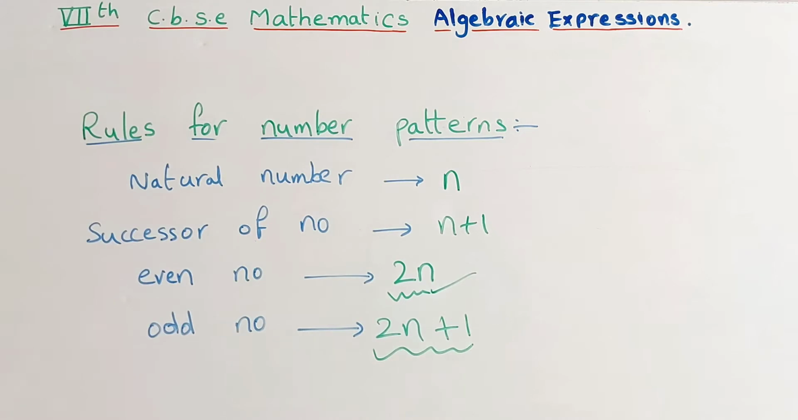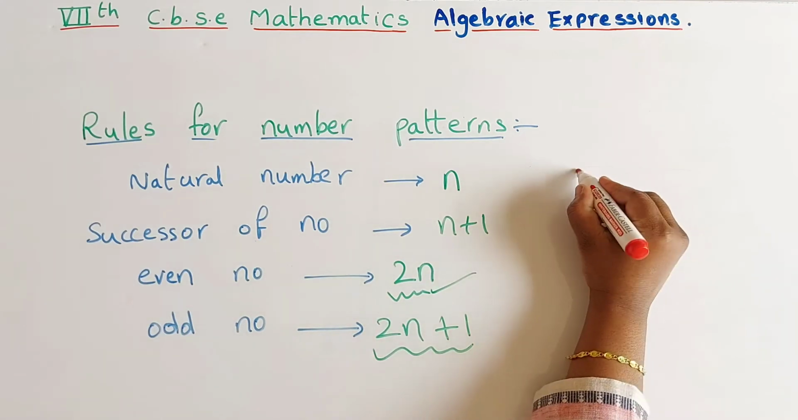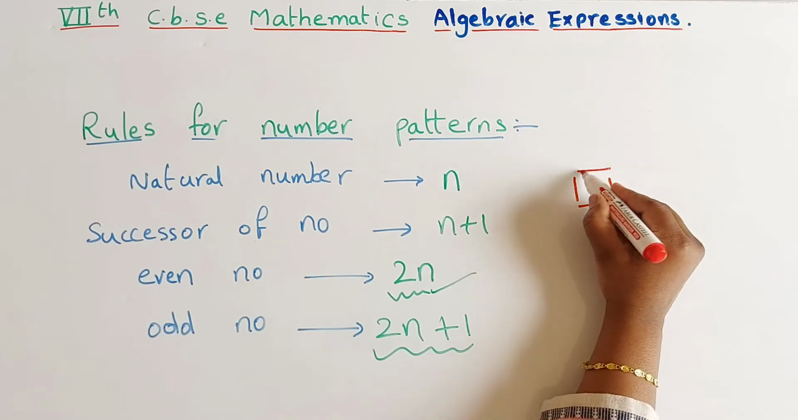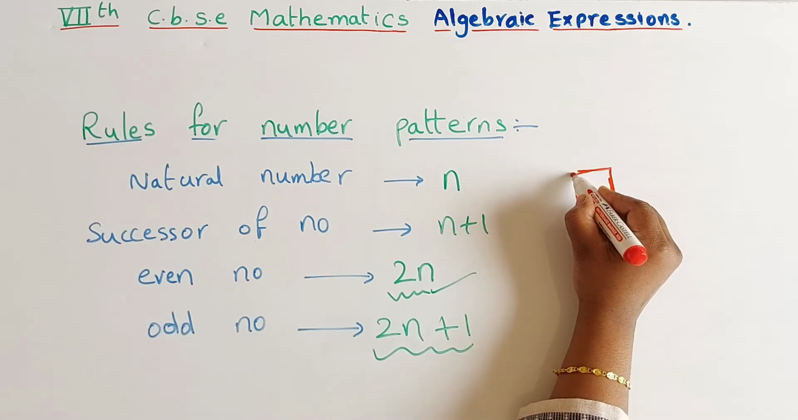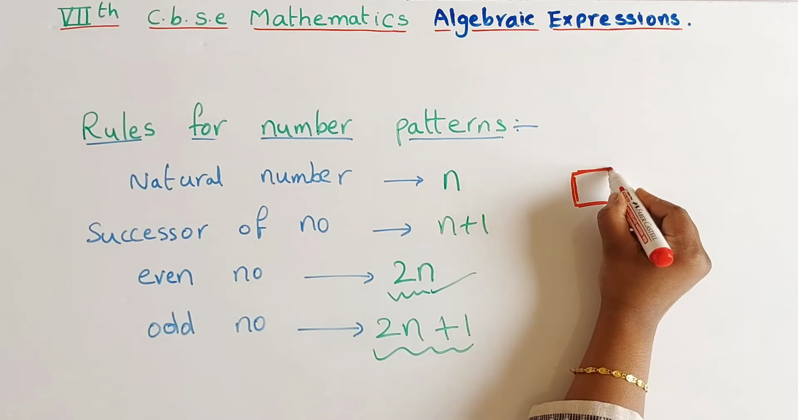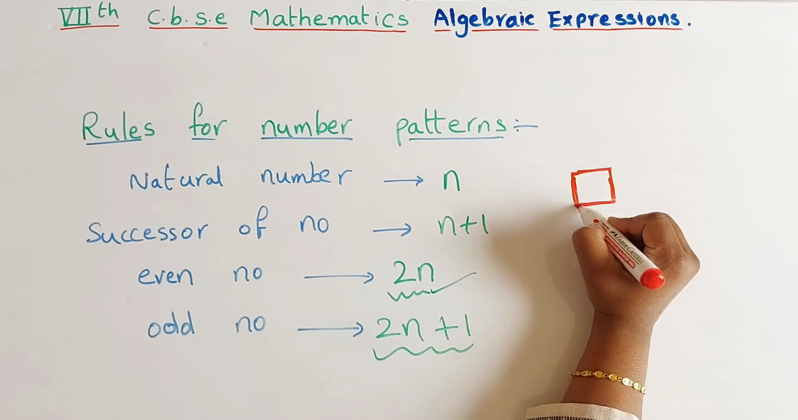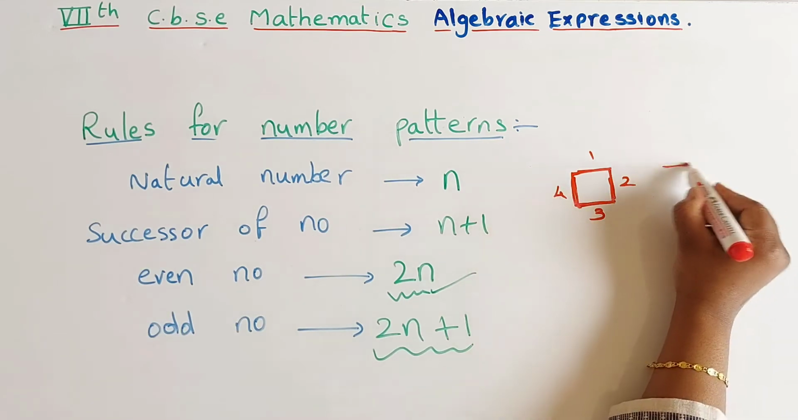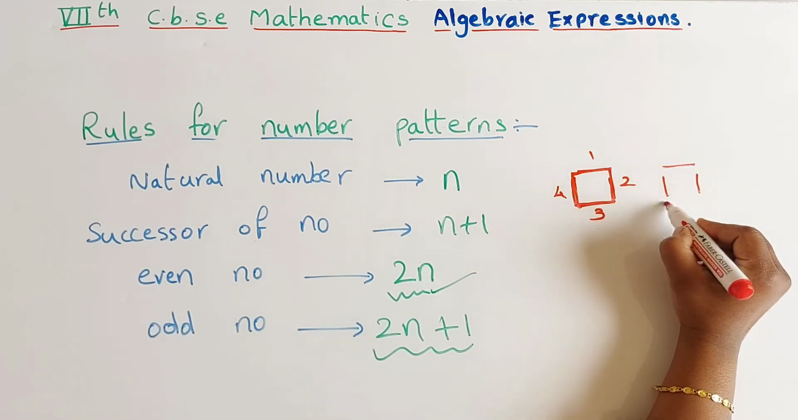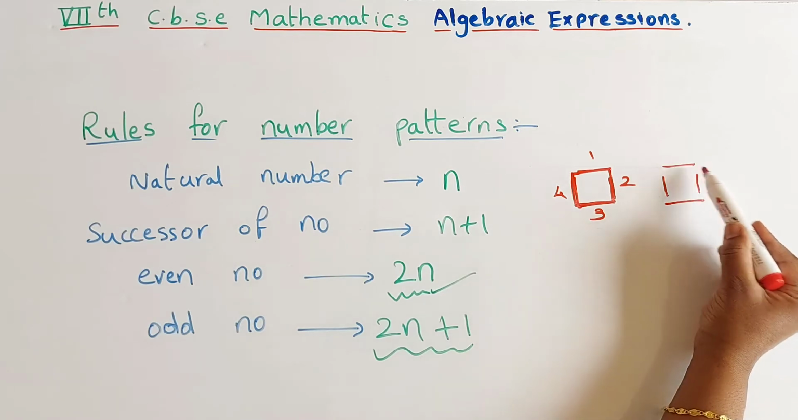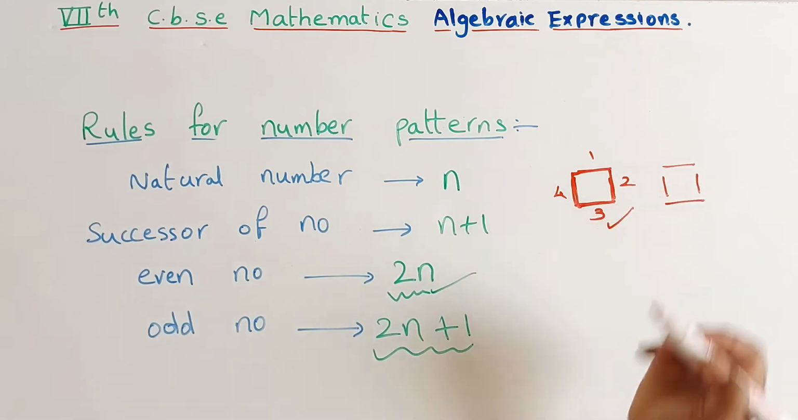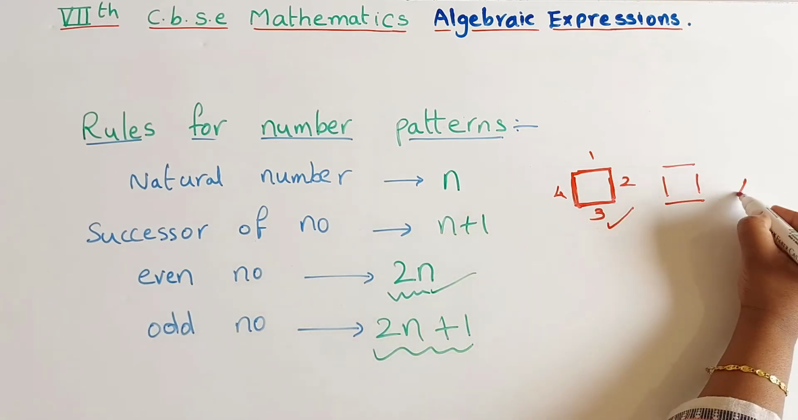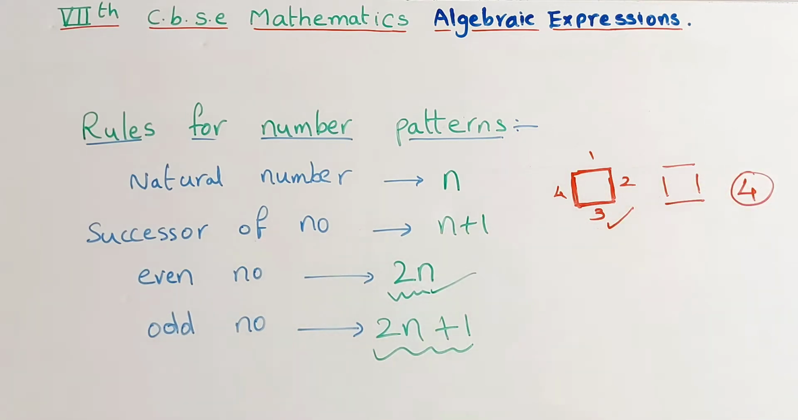Now number patterns children. Look here, for drawing a square shape, I am using 4 line segments. Right children, this is 1, 2, 3 and 4. If we join these 4 line segments, you will get one shape, square shape. So here I used 4 line segments.